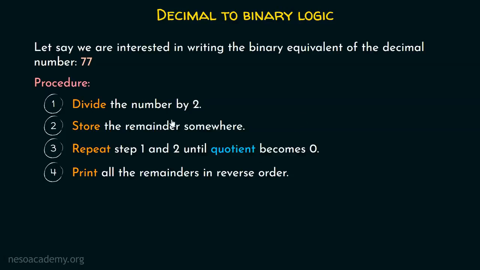Here we first have to divide the number by 2 because we want to convert this number to a binary number. That is why it is important to divide the number by 2. Binary is the word, right? And 2 means binary. Store the remainder somewhere. It is important that we store the remainder because that remainder represents a bit of this particular number. After this, we must repeat steps 1 and 2 again and again until the quotient becomes 0. And then we must print all the remainders in reverse order.